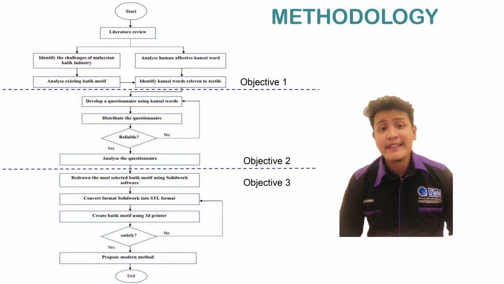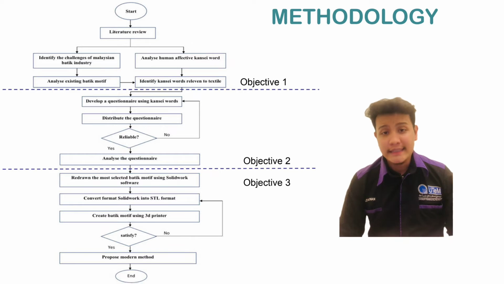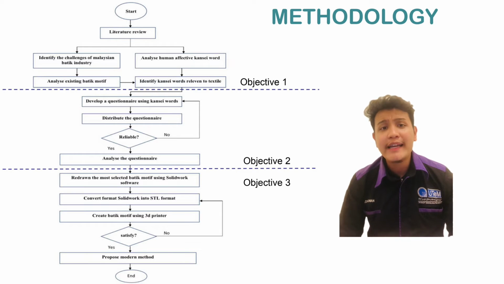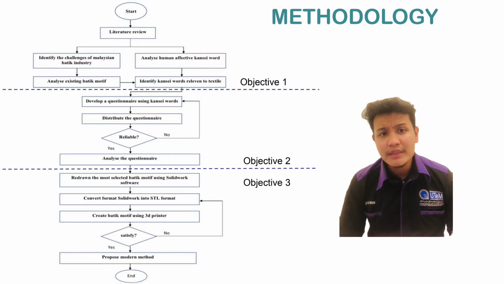The first step is a literature review. Next, identify the challenges of the Malaysian Batik industry and analyze human affective Kansei words. After that, we analyze existing Batik motifs and identify Kansei words relevant to textiles. Using the identified Kansei words, we develop a questionnaire and distribute it to citizens in Malaysia.